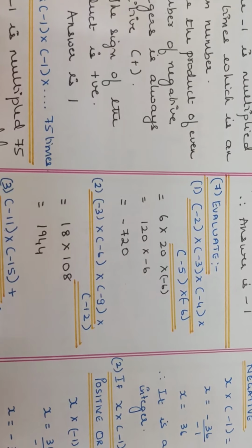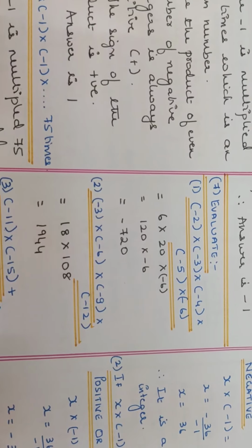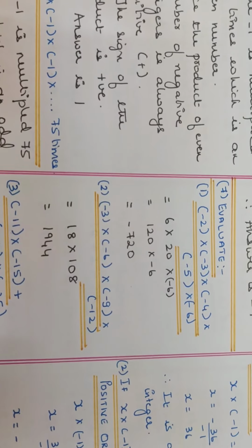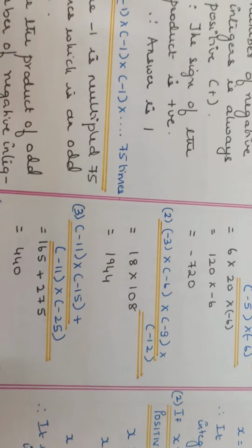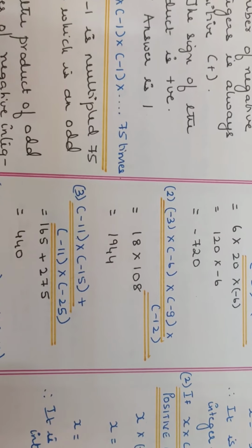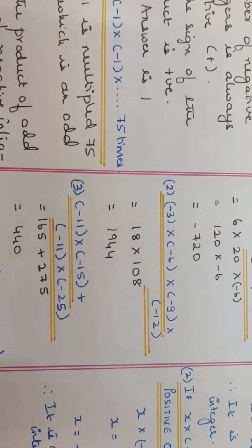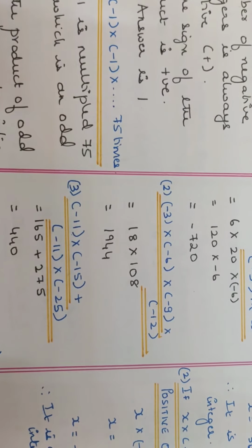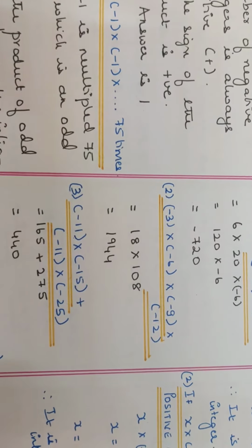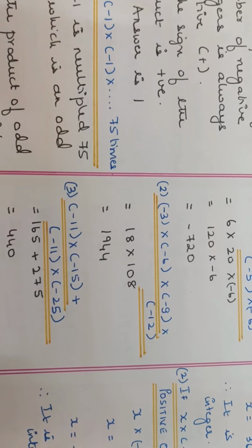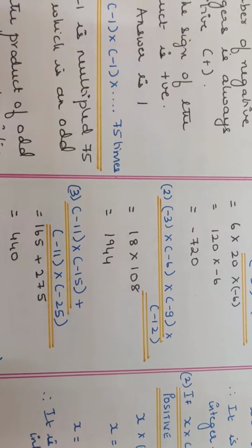So I have taken that as 20 and I am just keeping the minus 6 as it is. Now 6 into 20 is 120 into minus 6 and the answer becomes minus 720. Now it is again similar, minus 3 into minus 6 into minus 9 into minus 12. Now again 3 into 6 is 18, minus into minus is plus, minus into minus again is plus, 9 into 12 is 108 and the answer is 1944.